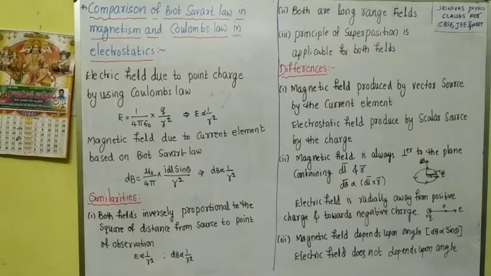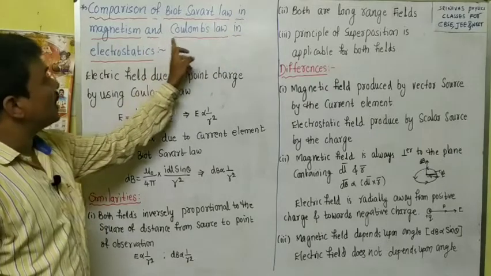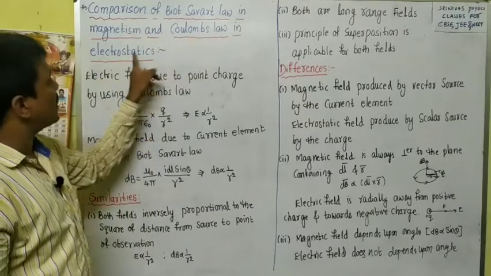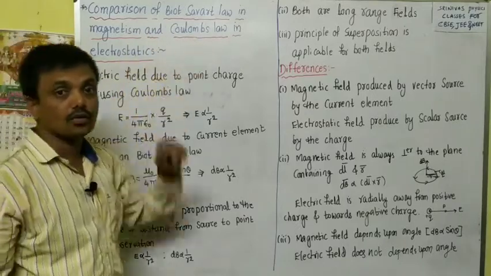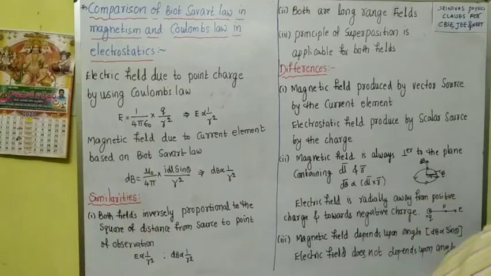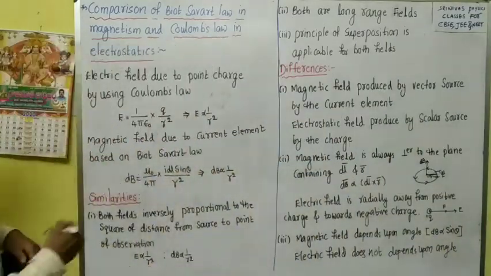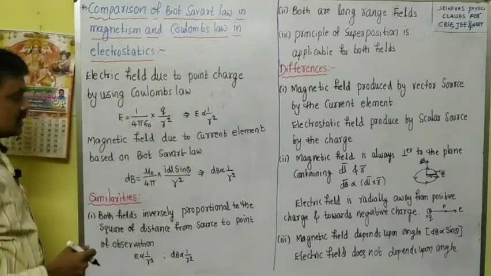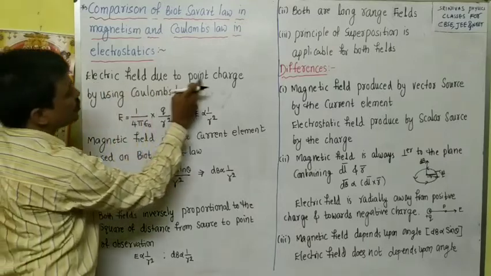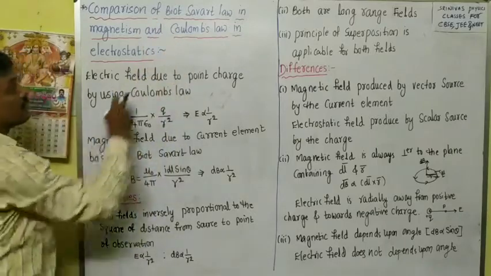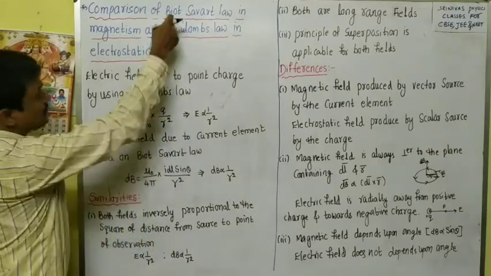Now I am going to explain the comparison of the Biot-Savart law in magnetism and Coulomb's law in electrostatics. We already know about Coulomb's law in electrostatics. According to Coulomb's law, the force formula is 1 by 4 pi epsilon naught into q1 q2 by r square. According to the Biot-Savart law, which we just discussed, look here, the electric field due to a point charge by using Coulomb's law. I am going to compare the Biot-Savart law with Coulomb's law, so I am taking the equation of each.